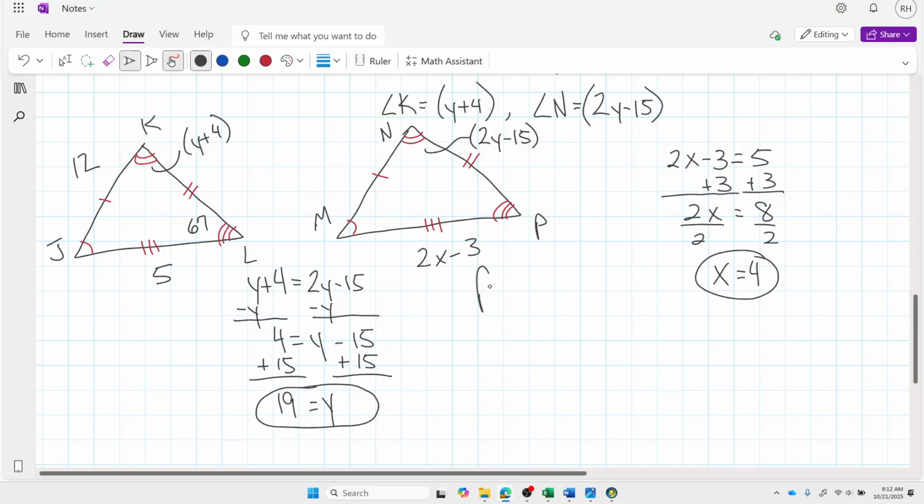Practice for today is going to be on page 289, problems 19 through 21.